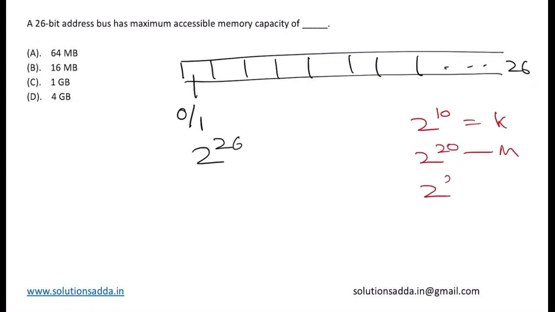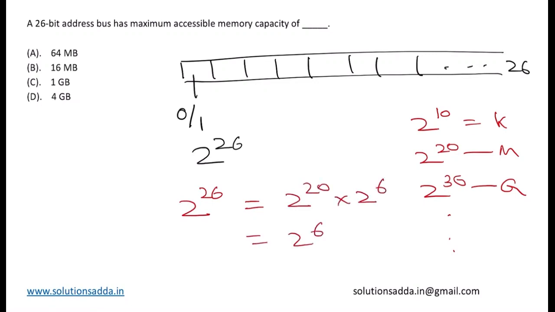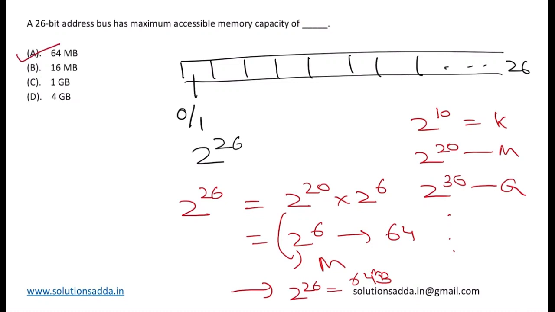We know that 2 to the power 10 is written as K, 2 to the power 20 is written as M, 2 to the power 30 is written as G and so on. So, from the product rule of exponents, we know that 2 to the power 26 can also be written as 2 to the power 20 into 2 to the power 6. So 2 to the power 6 is 64 and 2 to the power 20 is M. Hence 2 to the power 26 is equal to 64 MB. Therefore, the correct answer for this question is option A, 64 MB.